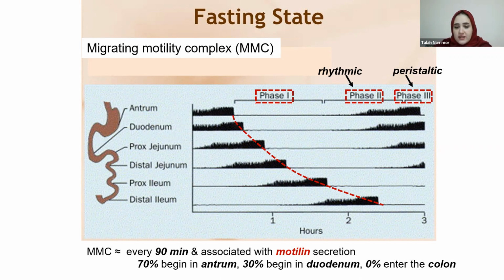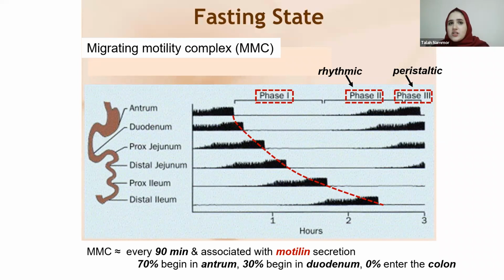So a very, very fast recap. Motilin is secreted by the duodenum. It will cause the migrating motility complex cycle. The cycle is made up of 3 phases. Those 3 phases happen over a span of 90 to 120 minutes.